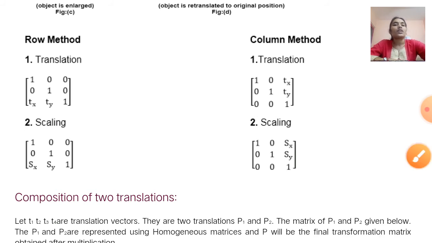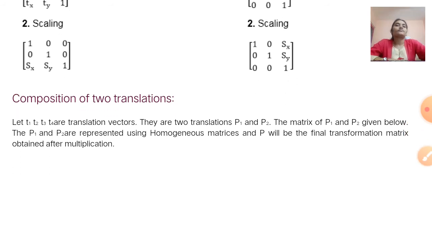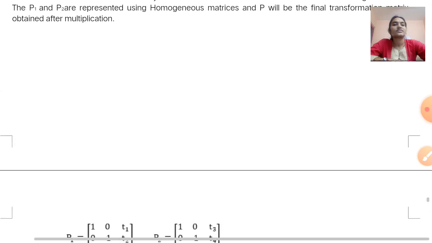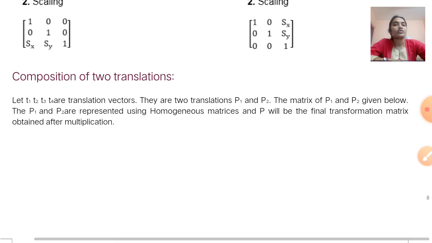Okay. Now composition of two translations. How to combine or concatenate? Let T1, T2, T3, T4 be translation vectors. There are two translations, P1 and P2. The matrices P1 and P2 are given below. P1 and P2 are represented as homogeneous matrices and P will be the final transformation matrix obtained after multiplication.